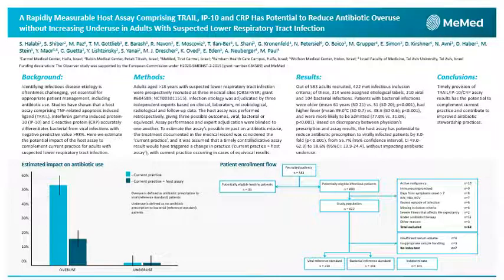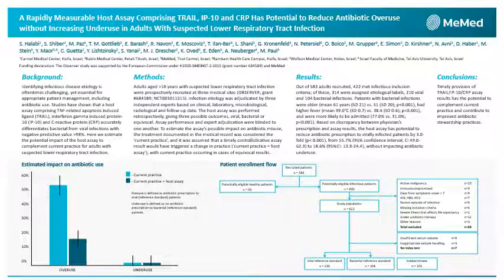The topic of this poster is a rapidly measurable host assay comprising TRAIL, IP10, and CRP has potential to reduce antibiotic overuse without increasing underuse in adults with suspected lower respiratory tract infection, LRTI.